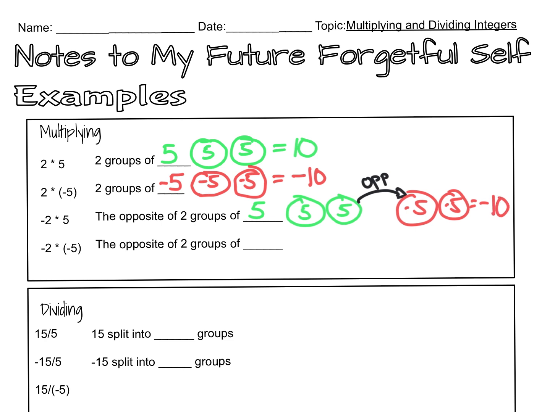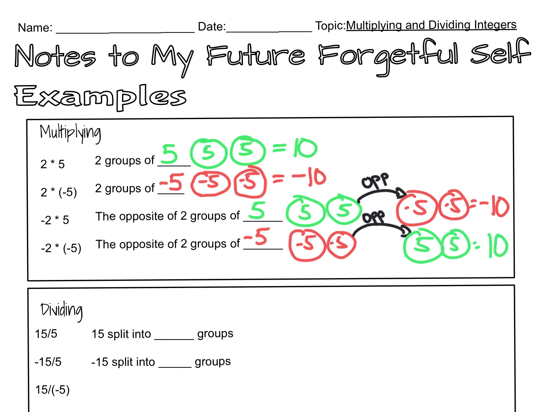So thinking about that, if we have the opposite of 2 groups of negative 5, I start with my 2 groups of negative 5. We flip those over with that opposite switch again, and they turn into 2 groups of positive 5, which gives us a value of positive 10.